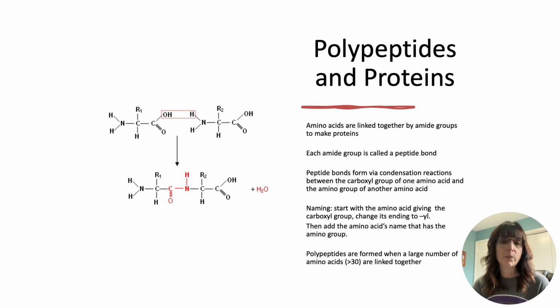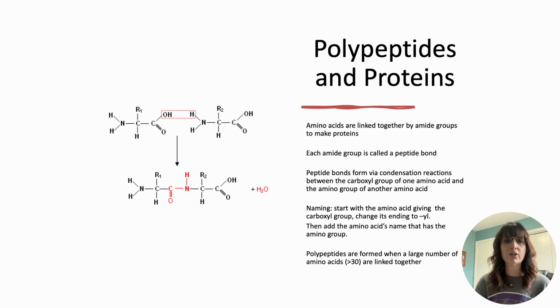So the first thing I want you to remember is that the code for a protein is in DNA. DNA can't leave the nucleus, so we make what's called RNA. And RNA goes out to the ribosome where it's read 3 bases at a time. 3 bases code for an amino acid. An amino acid is brought in, and then another amino acid is brought in. They are then linked together by amide groups to make proteins.